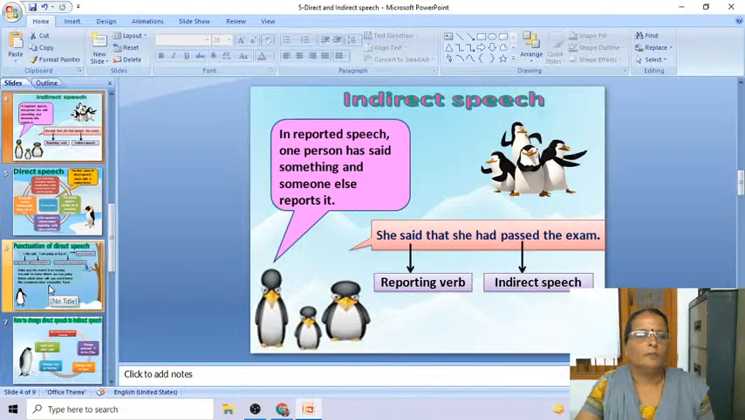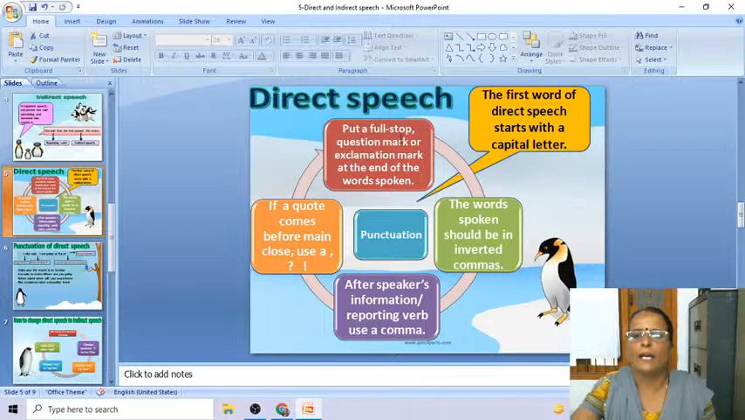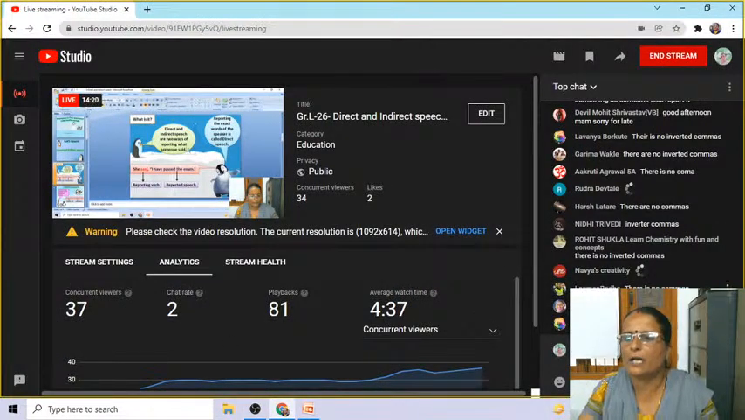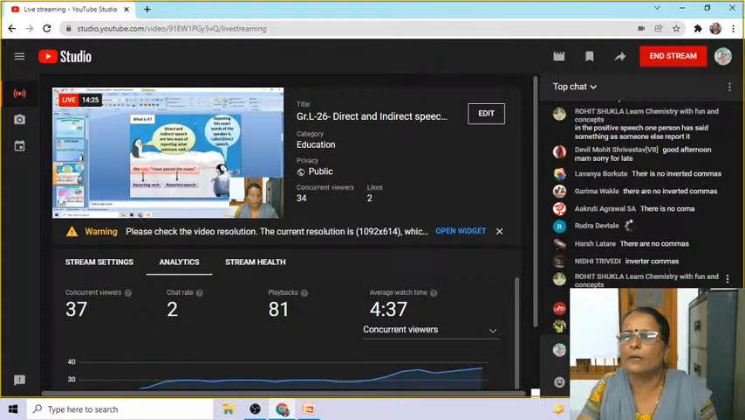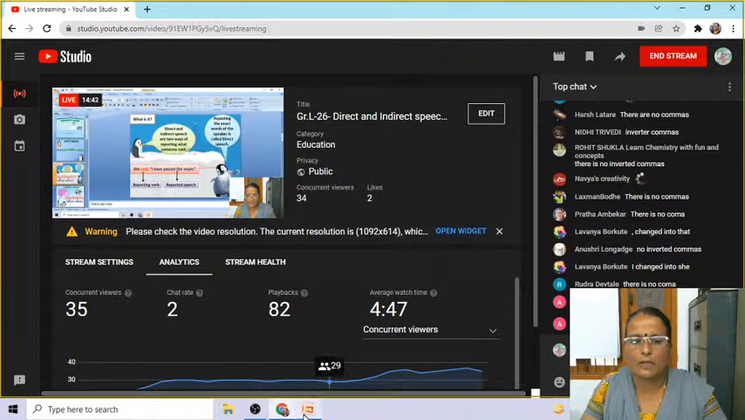Now, this is what we discussed yesterday, very importantly: how we have to put the punctuation in direct speech. Right, students? There are no commas, no inverted commas. What a fantastic observation, children. Very good. Nice going. Repeating the exact words of the speaker is called direct speech. If we are reporting what they have spoken to us, then it is called reported speech or indirect speech.